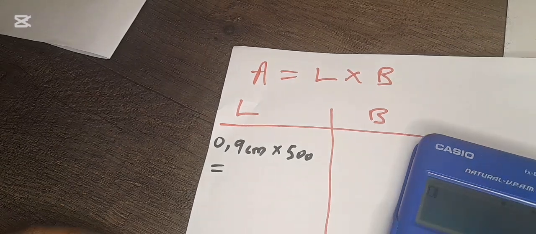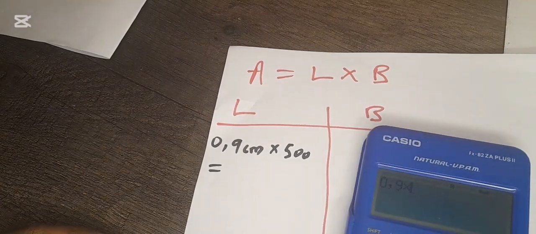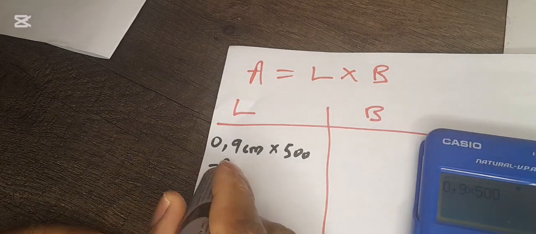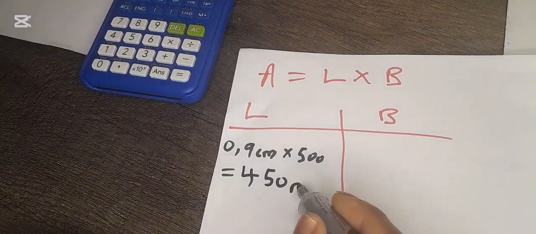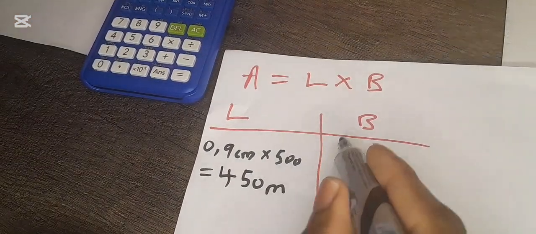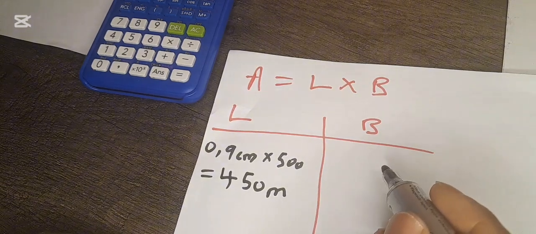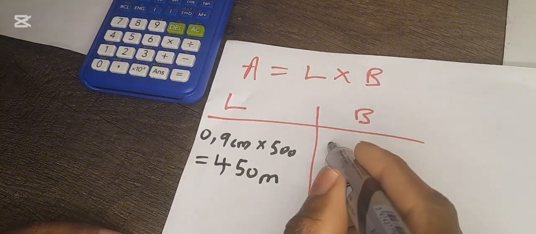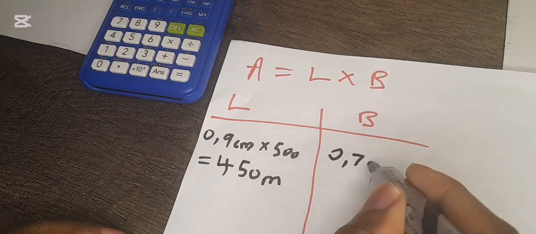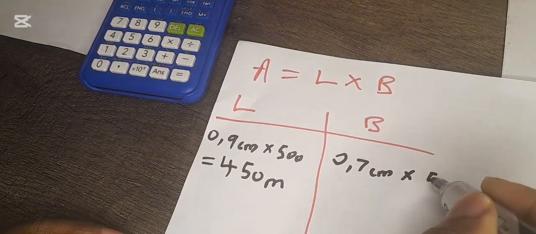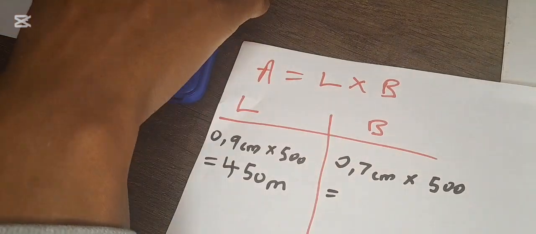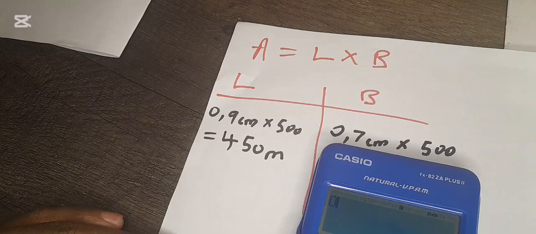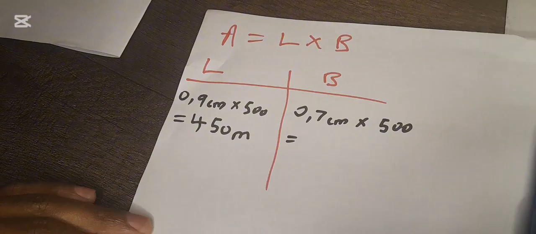Then we use the calculator: 0.9 multiplied by 500. How much am I getting? I'm getting 450. It means the answer is now in meters. And then, how much was the breadth on the question paper? They said that the breadth is 0.7 centimeter multiplied by 500. If I multiply by 500, how much am I getting? You use the calculator. Don't rely on your mind. That's why we say to you, bring the calculators to the exam center. How much am I getting?